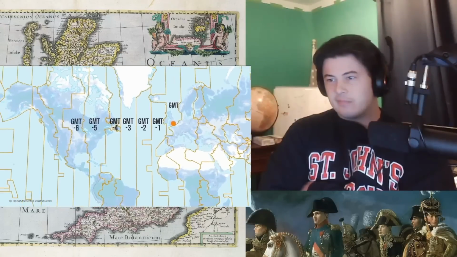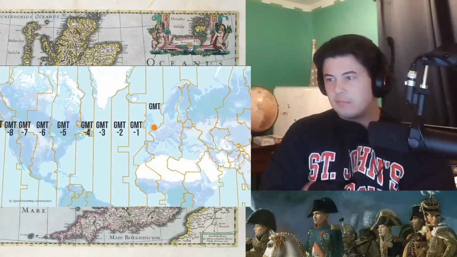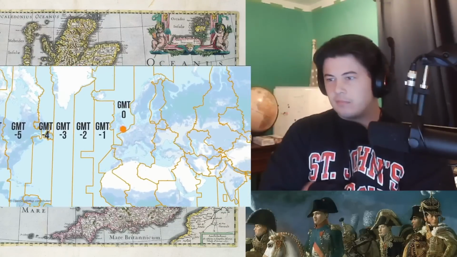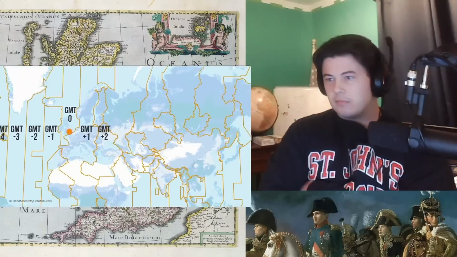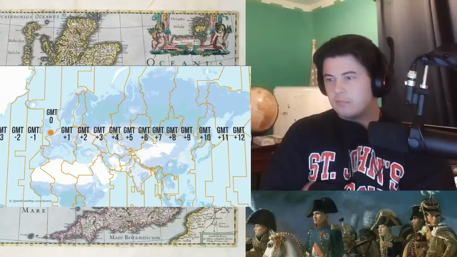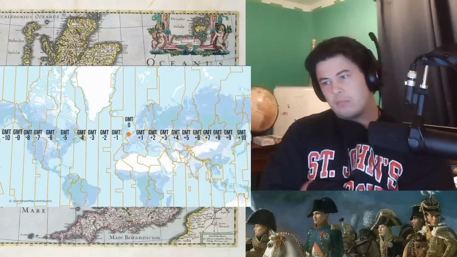The more you go west, you go back from Greenwich Mean Time. If you go east, it's the opposite. You go forward from Greenwich Mean Time. So if it's noon at Greenwich, then in this next time zone, it'll be 1 p.m., 2 p.m., 3 p.m., 4 p.m., etc. So these time zones have been marked up in these kind of strange shapes.